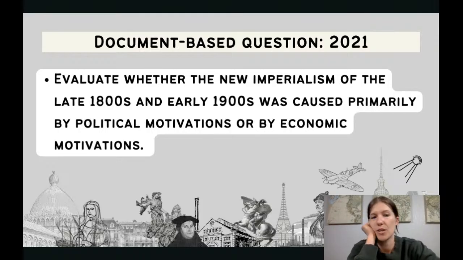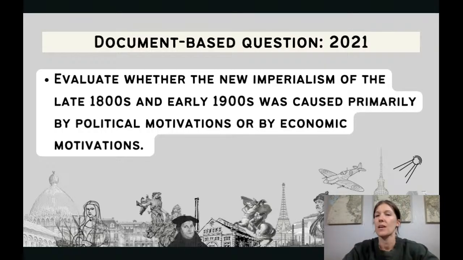So the 2021 DBQ was: evaluate whether the new imperialism of the late 1800s and early 1900s was caused primarily by political motivations or by economic motivations. What you can actually do right now is Google 2021 AP Euro DBQ, and you can see all of the documents. Some documents say that it was supported by political things, and some say that it was supported by economic motivations. You were just going to organize those documents together and tell me which one you think motivated it more.